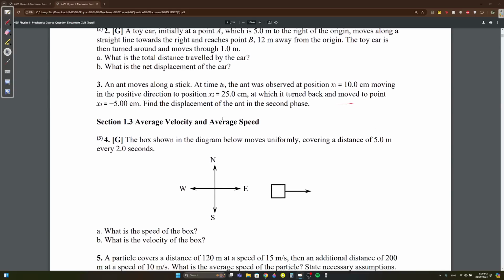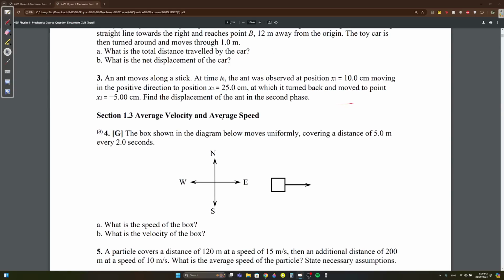An ant moves along a stick. At time t0, the ant was at position x1, which is 10 centimeters. Okay, so this was a question in the book. I remember solving this in class. Here, x1 is at time t0, so this is the initial position. If they say t0, that's your initial position. Moving in the positive direction to x2, 25, and then it finished at x3.